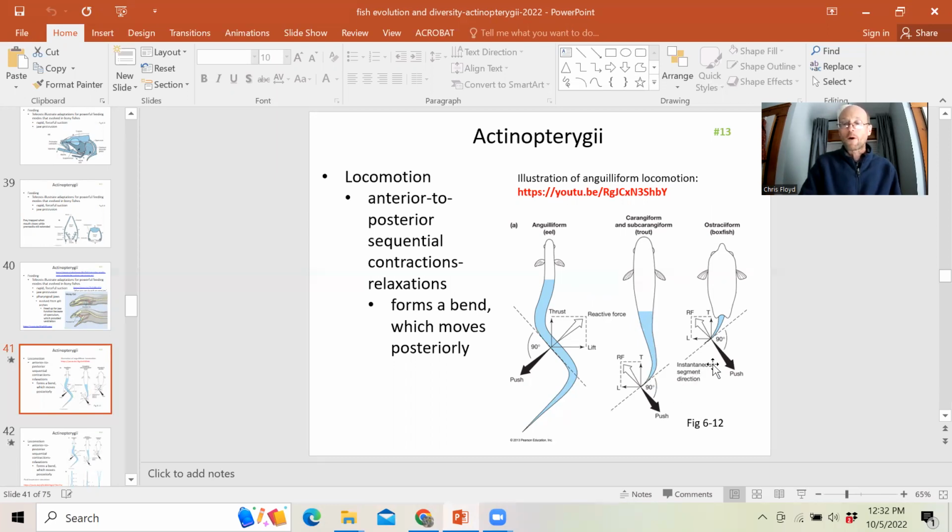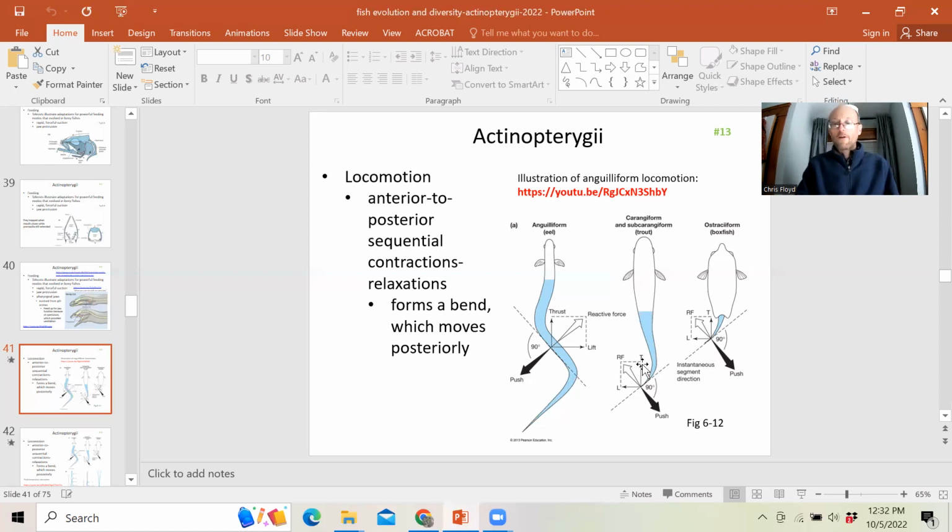And by the way, there are more complicated physics involved in this. There's a nice lecture online about the physics, if this was an advanced ichthyology class. There's actually more to it than this. But what I'm telling you here is factual. There's just more to it than this.